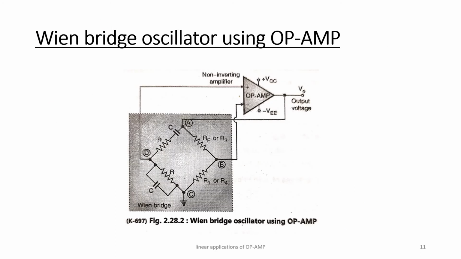Now, next is Wien bridge oscillation using the op-amp. Here, the Wien bridge and the op-amp are connected in this manner. B and D are used as the output. The B and D terminal is connected as the output of the Wien bridge and input of the op-amp, and point A is used as a feedback element. Here a non-inverting amplifier is used.